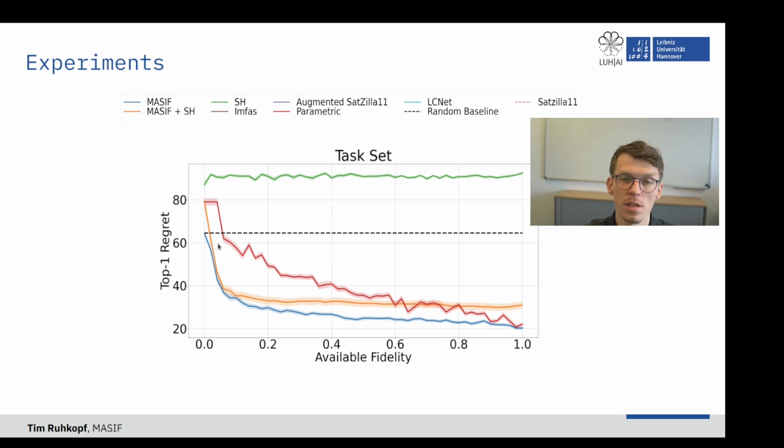At around 10 to 20% of additional fidelity, we can disambiguate the incoming curve information considerably. This is way faster than without prior knowledge, as we can see in the red curve representing our naive learning curve extrapolation strategy from earlier. At this point, I would like to highlight MASIF's capability to interpret any set of partial learning curves in the context of its meta experience.